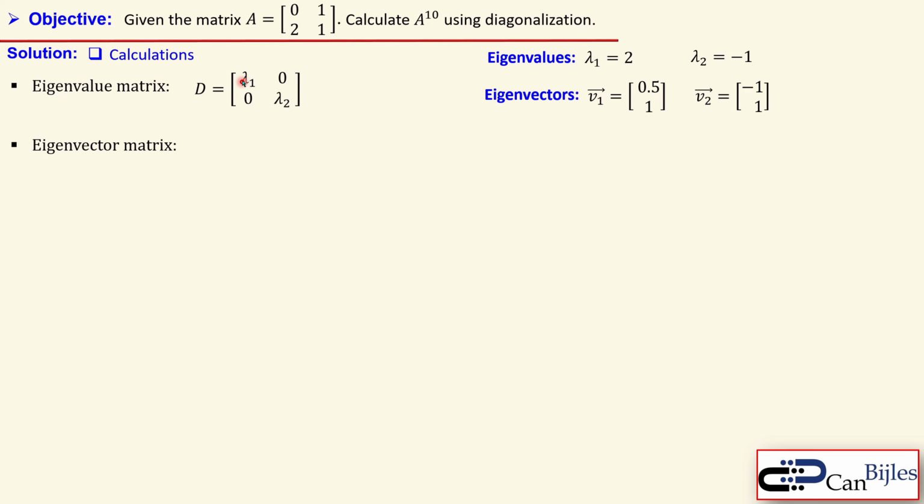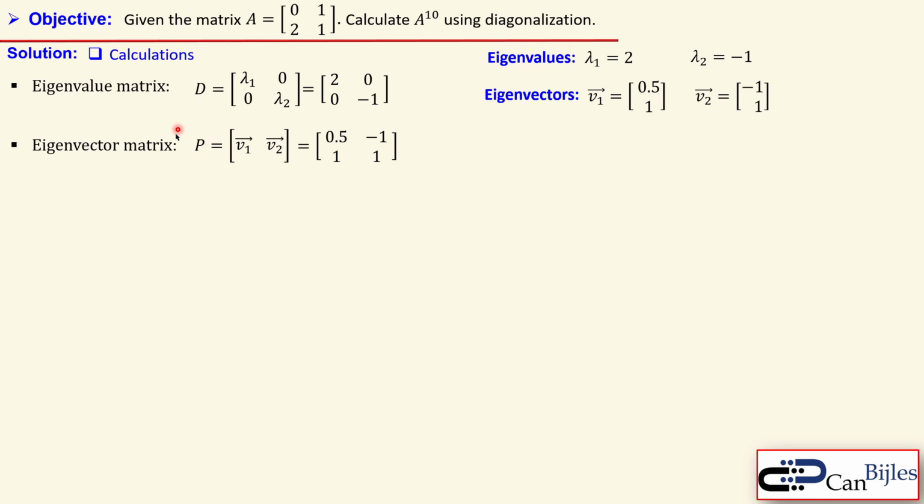So this is D. We see here lambda 1 and lambda 2. We have a 2 and a minus 1. It is important that you have it in the same order as you do it for the eigenvector matrix, because for the matrix of the eigenvectors, we have here V1 and V2. So don't do V2 and V1, because then everything is changed and screwed up. So we need to really go in the same order. Okay, so we just put this 0.5 and 1 here and minus 1 and 1 in here. So we have our D and the P.